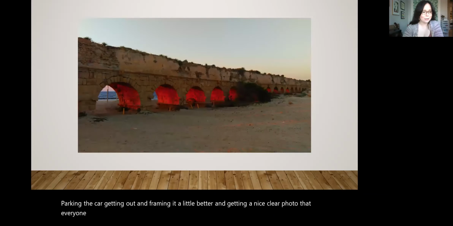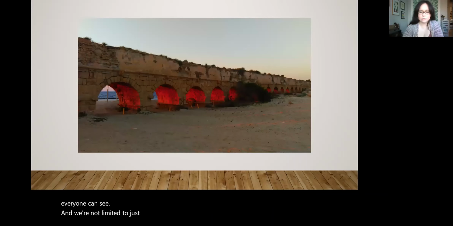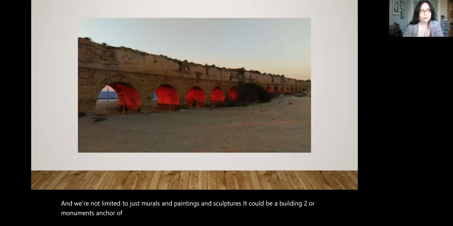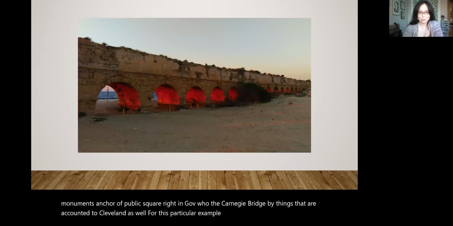And we're not limited to just murals and paint and sculptures. It could be a building too, or a monument. Think of Public Square, right? Think of the Carnegie Bridge. Things that are iconic to Cleveland as well. This particular example is from a different country. I'm cheating a little bit.